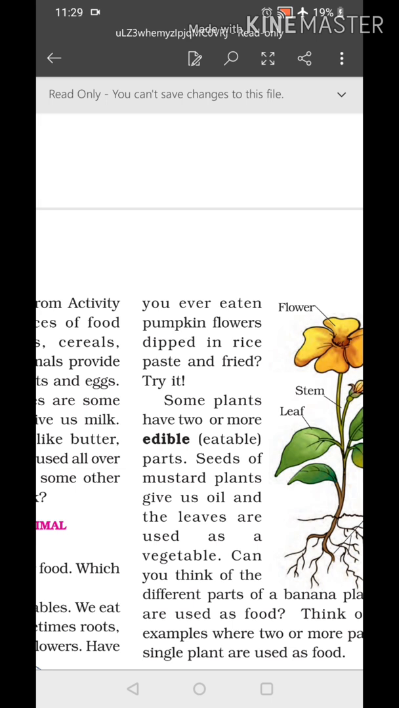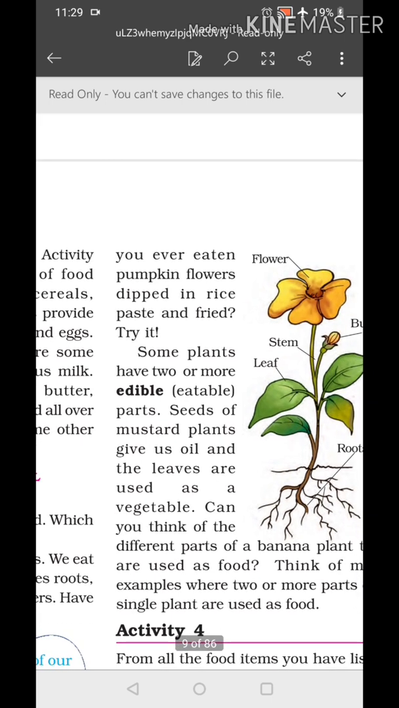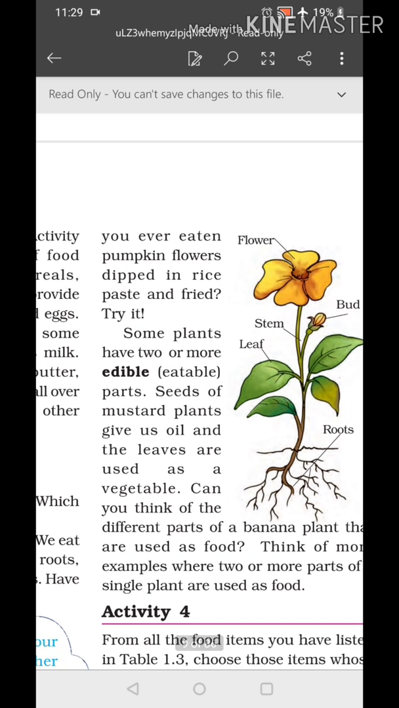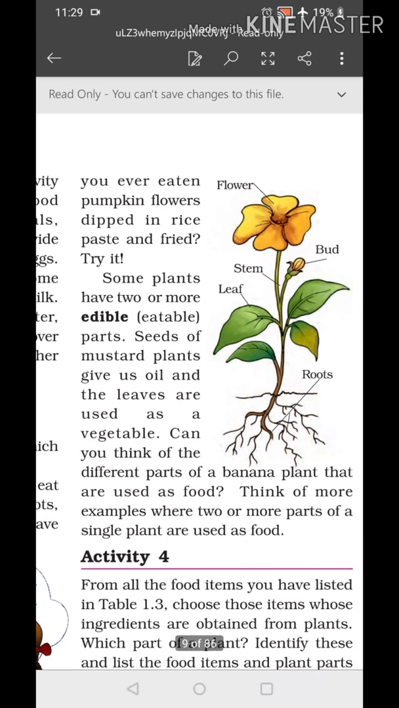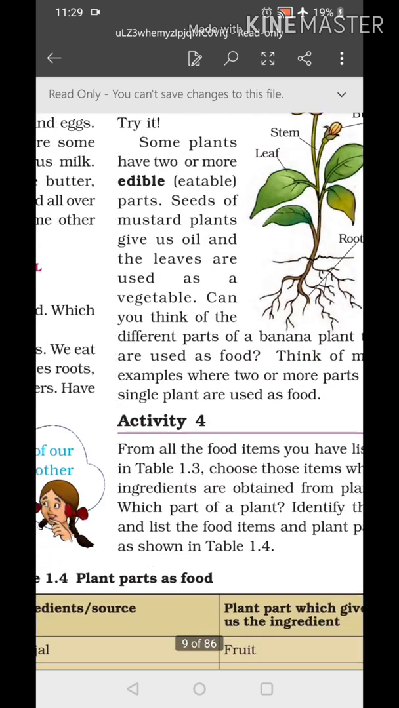In winters, we consume leaves of mustard vegetable known as sarson ka saag. Seeds of mustard plants give us oil and the leaves are used as a vegetable. Now can you think of the different parts of a banana plant that are used as food? For example, banana flower, stem, and fruits are used in various food preparations.